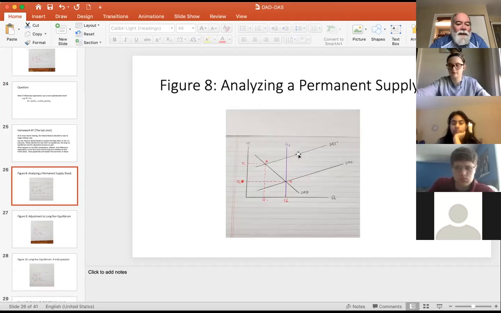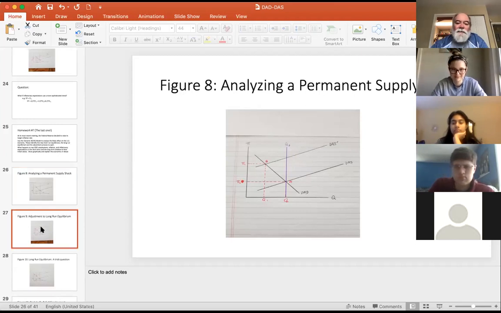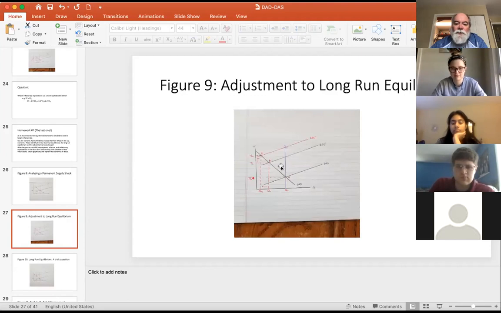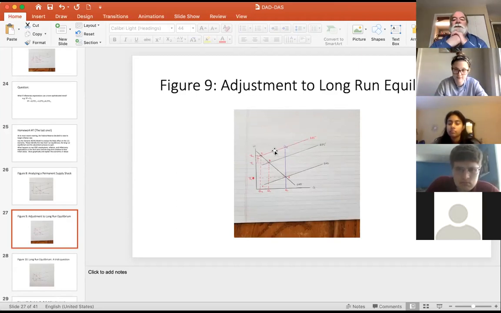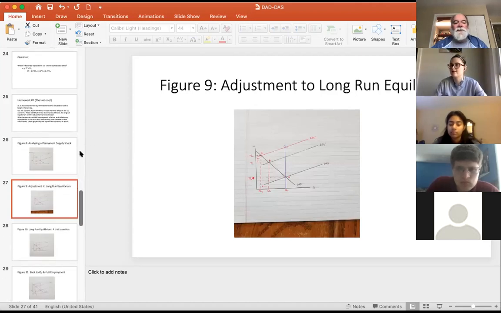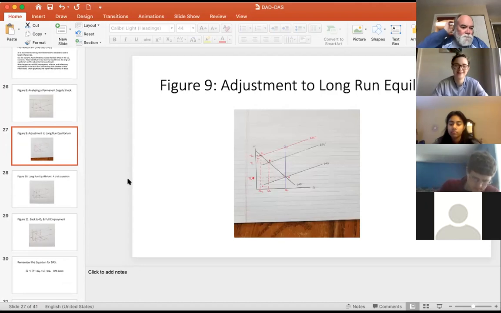What happens now when there's an increase in inflationary expectations? It jumps again, like up. It jumps again. Okay, so the first shift is because of the supply shock, and the second shift is because of people's increased inflationary expectations. Does everybody see that? Does everybody understand? Anybody have questions about that?